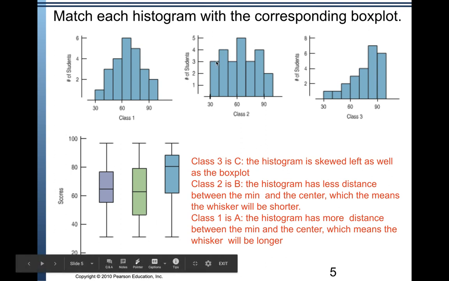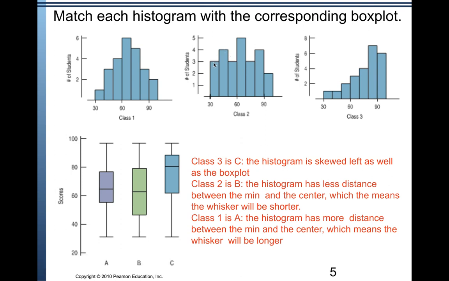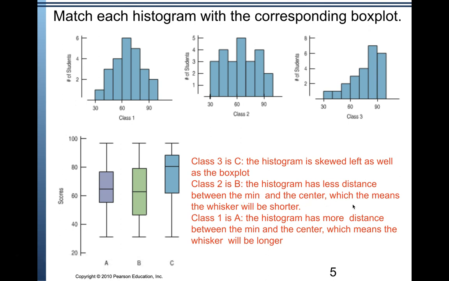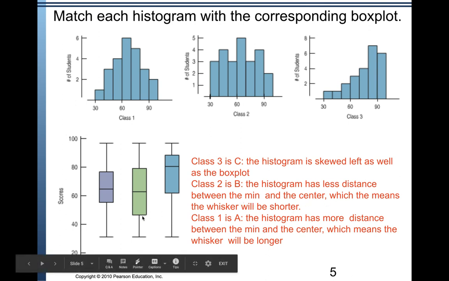So class 1 is going to go with A, and class 2 is going to go with B. That has a shorter distance between the minimum 3 and the maximum 5. Therefore, that will have the shorter whisker. It has less distance between the min and the center, which means the whisker will be shorter. And class 1 has a longer distance between the min and the center, which means that whisker will be longer.